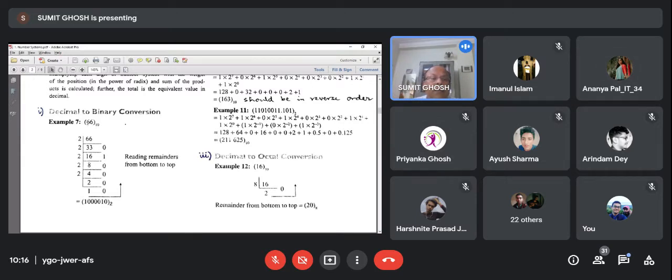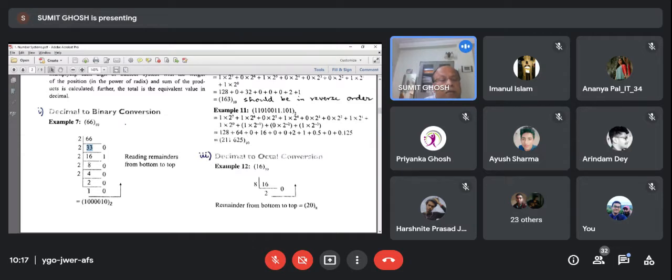You write the number within brackets, and at the base you write 10. That means it is a decimal number. So you have to represent it as a binary number. So you go on dividing by 2. Suppose 66, you divide by 2, you get 33. The remainder you write on the right. Now next, the 33 has to be divided by 2. You get 16 and one remainder. So you write the remainder on the right. Now after we finish, that means there is nothing more to be divided.